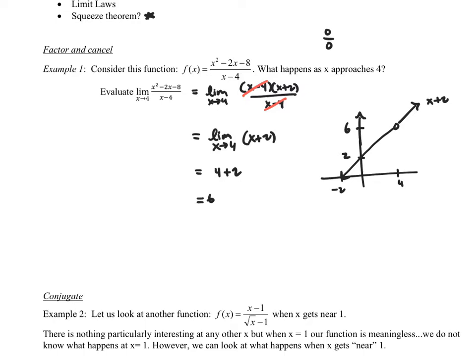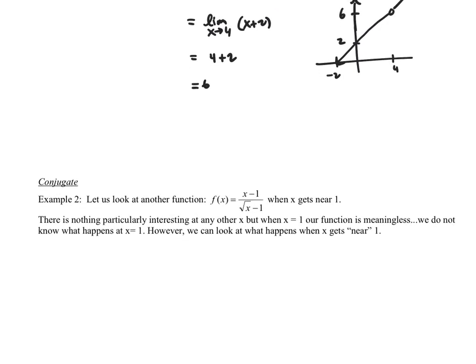That's the factor cancel method. That's a very standard method that'll be used anytime you see a polynomial that looks like it can be factored in either the numerator or denominator. Likely that's the method you want to use. Let's look at the conjugate method.